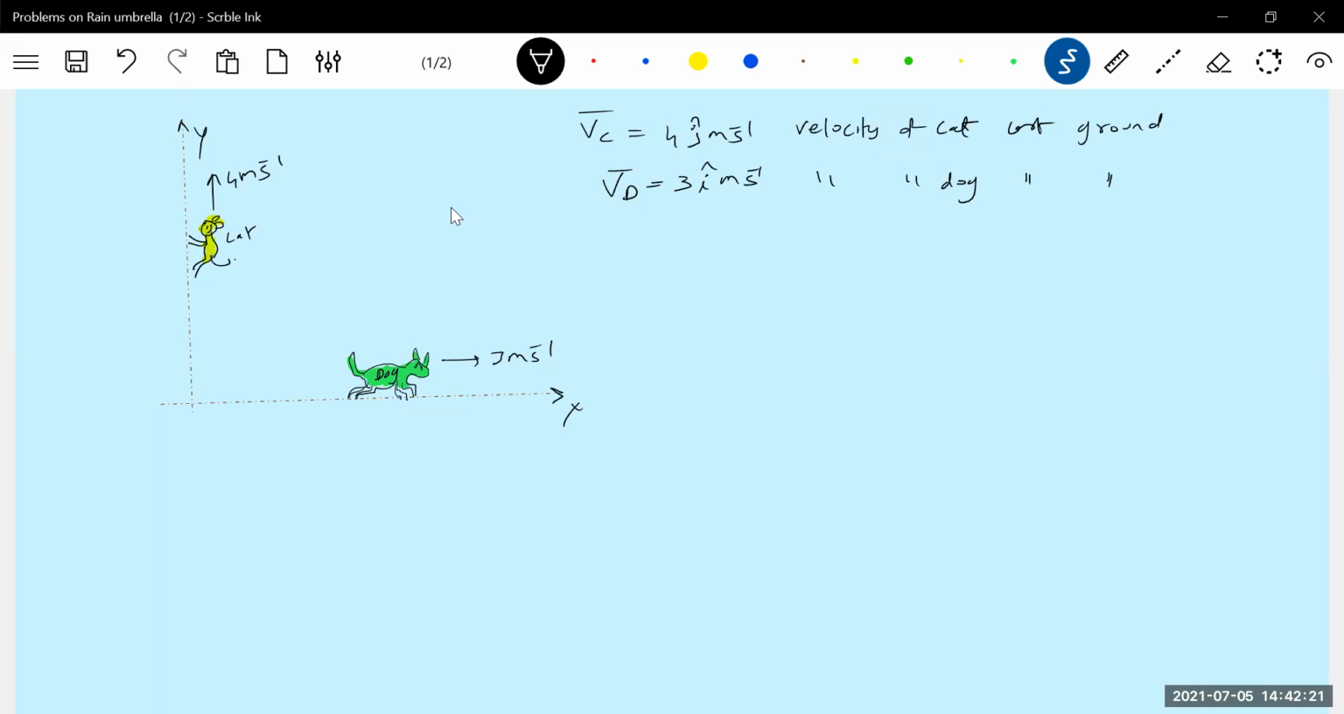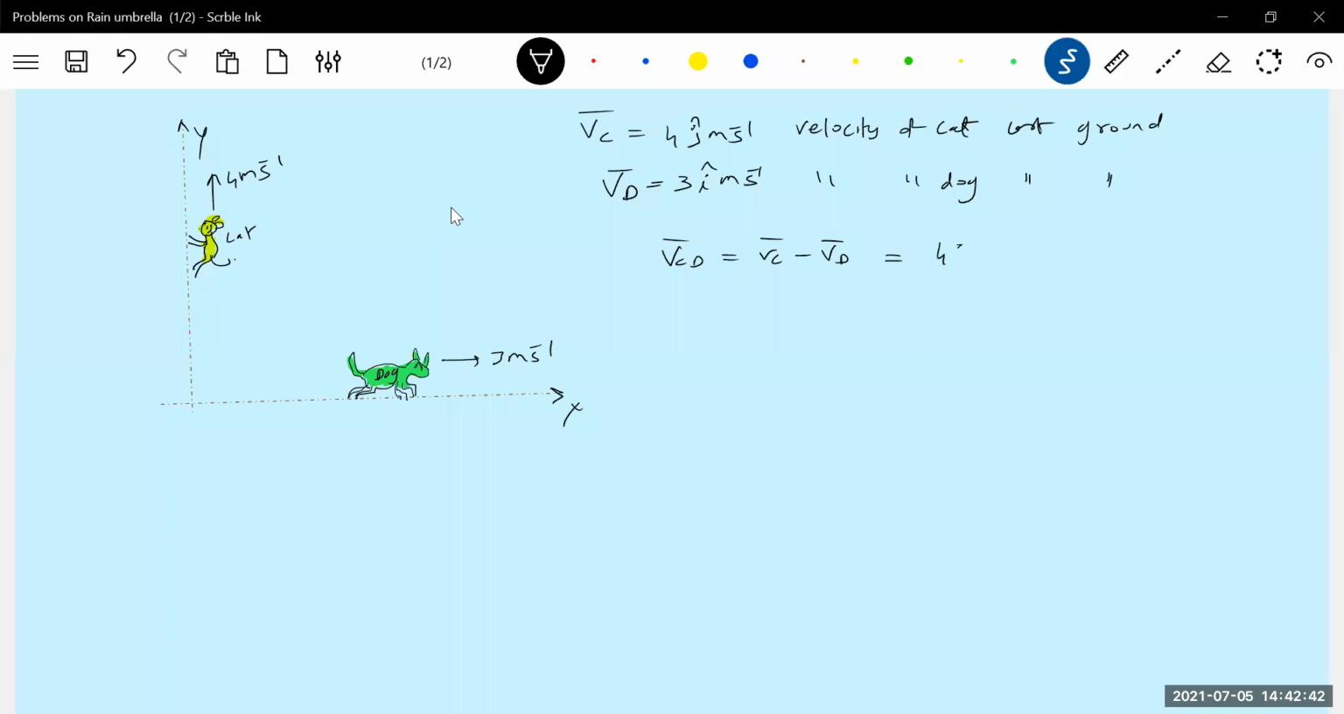Now what is the velocity of cat with respect to dog? I'll go for simple relative velocity, Vc minus Vd. I think there's a general formula. The whole week I'll be using this formula. The whole week it's all about using this formula. Any concept will be using this one. The whole week just revolves around the application of this one.